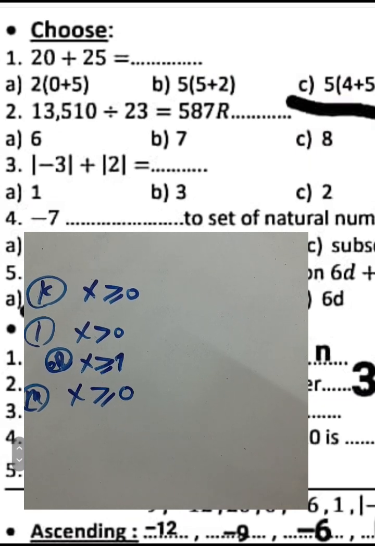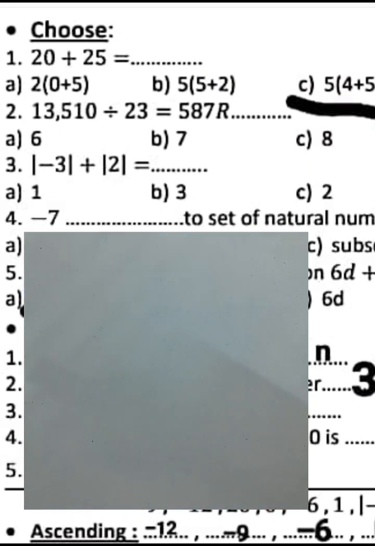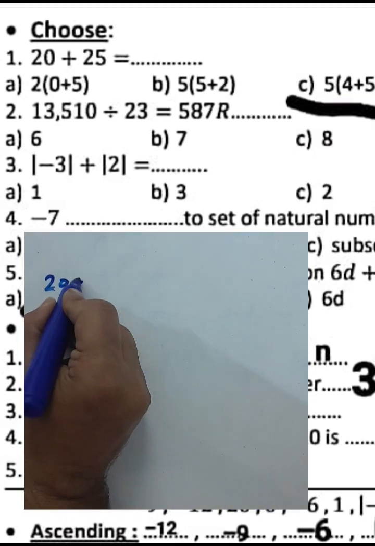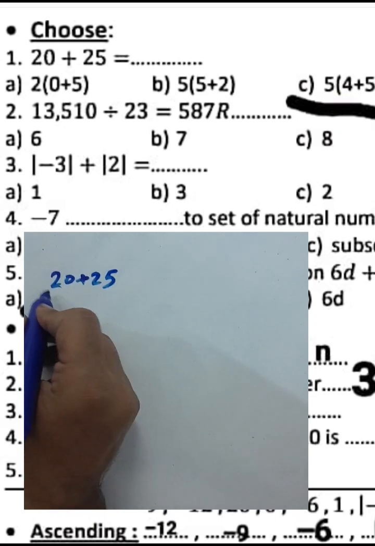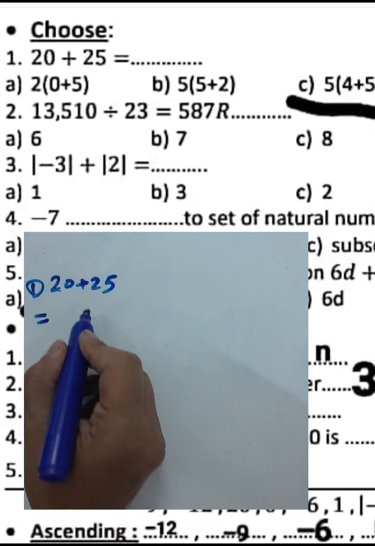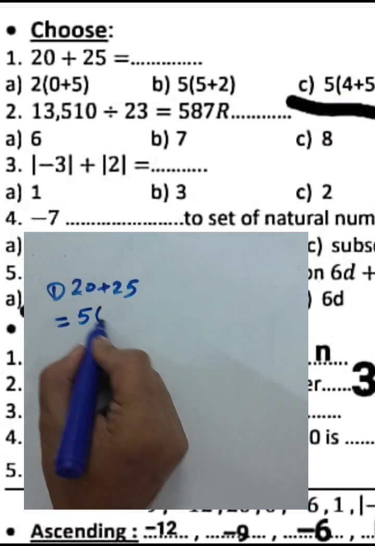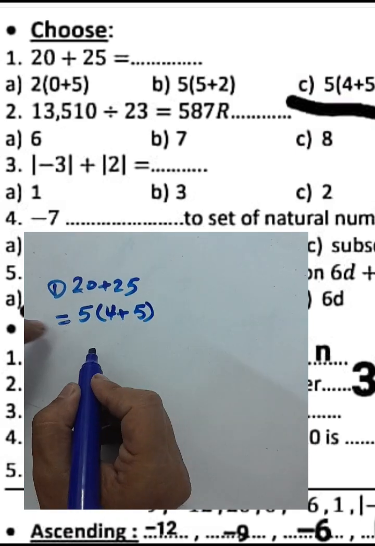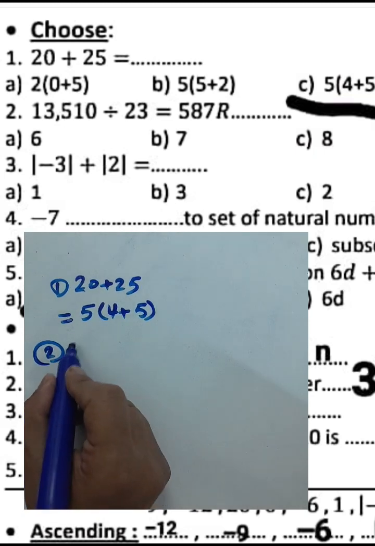20 plus 25 equal blank. We can use here distributive properties and find another expression by writing the greatest common factor between 20 and 25. 20 plus 25. We know the greatest common factor between two numbers here will be 5. 20 divided by 5 equal 4 and 25 divided by 5 equal 5. Question number 2.